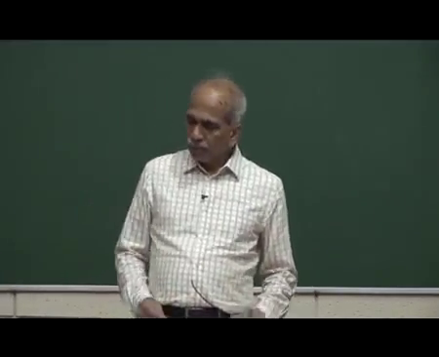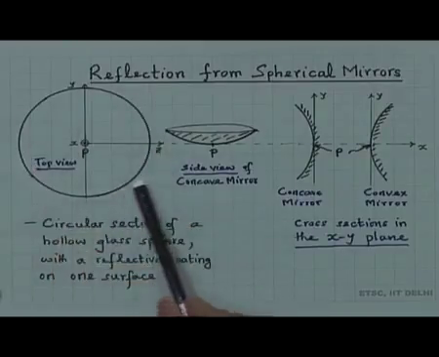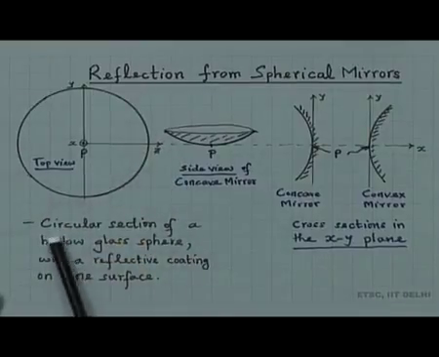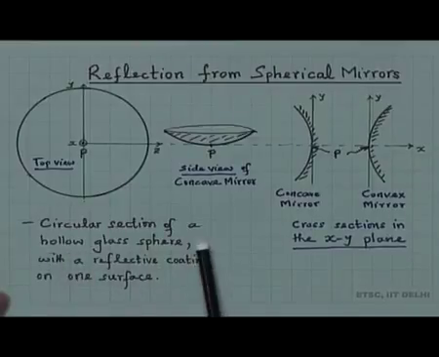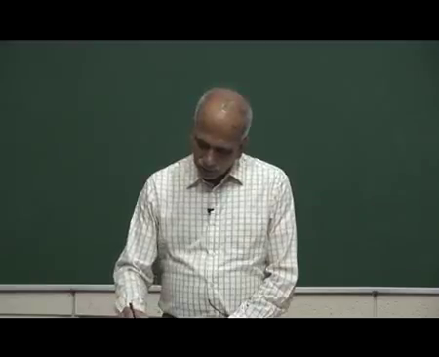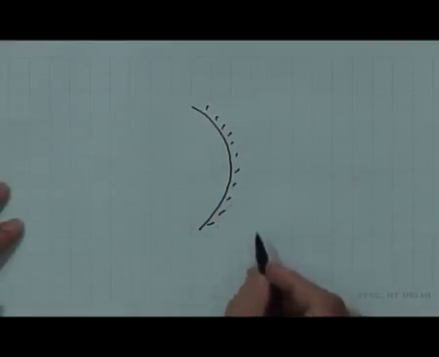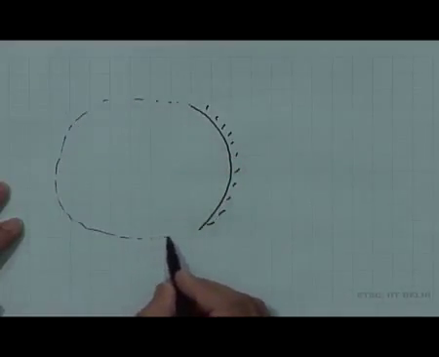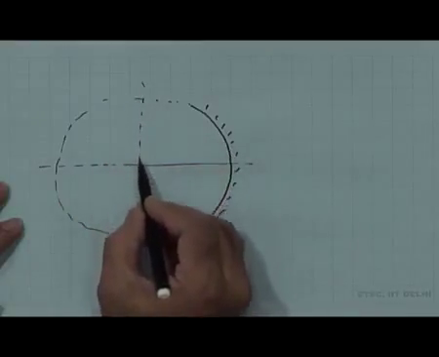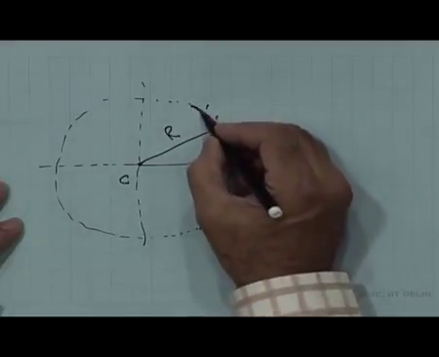So, reflection from a spherical mirror. In the last lecture, we have discussed some of the optical components. What is shown here is a mirror. This is the top view of the mirror. The mirror's reflecting surface is here. The spherical mirror is usually a circular section of a hollow glass sphere with a reflective coating on one surface. So, let me show here that when we show a spherical mirror like this, note that this is part of a hollow sphere. It is a circular section of the hollow sphere of certain radius of curvature. So, if this is the center, then this is the radius of curvature r. So, the spherical mirror is a circular section.